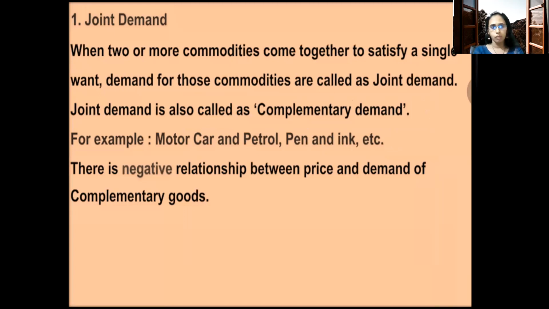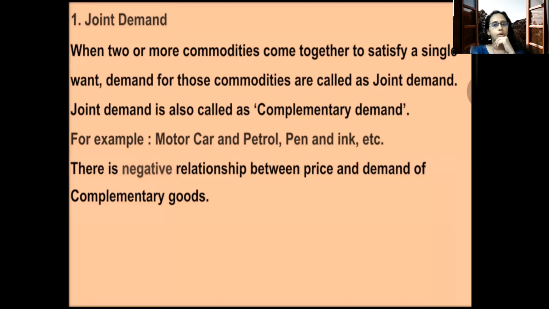Joint means what? The name itself suggests that when you demand a particular commodity, you have to purchase another commodity also jointly. For example, if you want to prepare tea, you have to purchase milk also, you have to purchase tea powder, you have to purchase sugar. These are called joint demand. We can call it complementary also, because if you are purchasing a petrol car, then you have to purchase petrol for it. If you are purchasing a Parker pen, then you have to purchase that ink also.